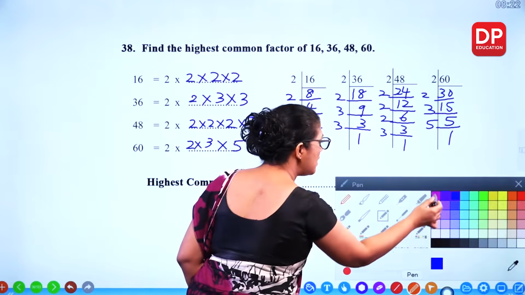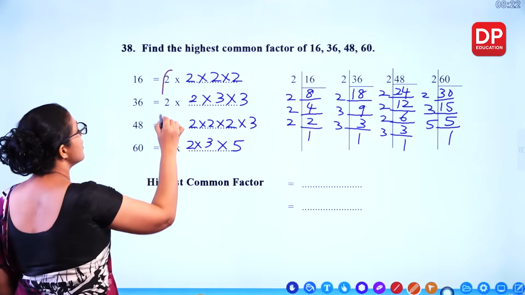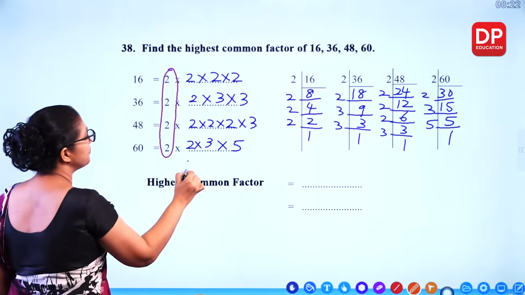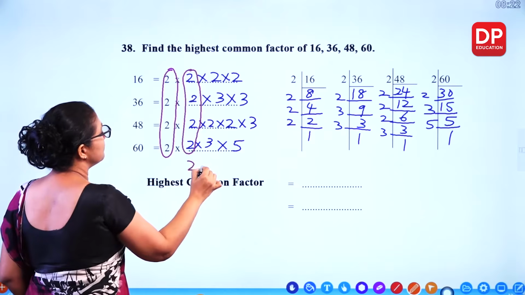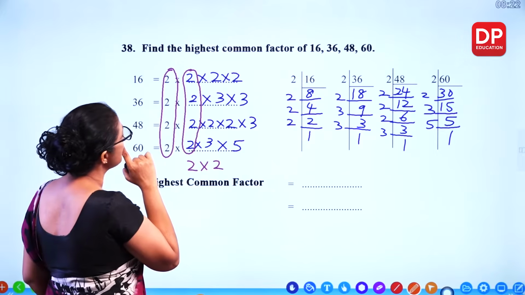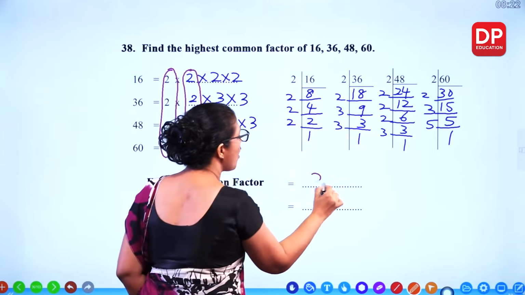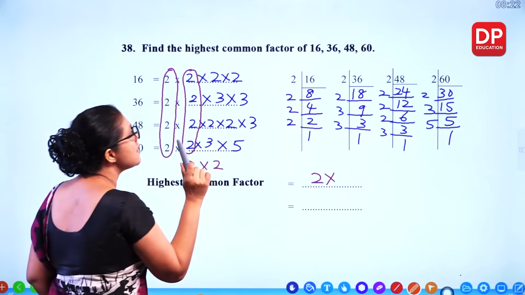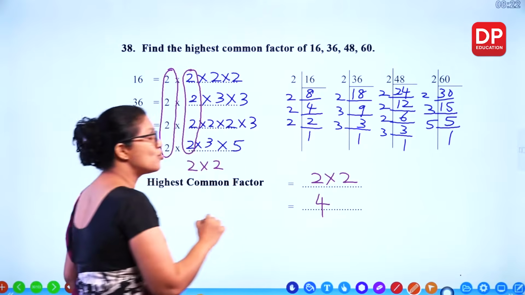Now find the highest one. What's the highest one? 2 is common. Another 2 is common. What else? That's all. So what's the highest common factor of 16, 36, 48 and 60? That's 2 times 2, 4.